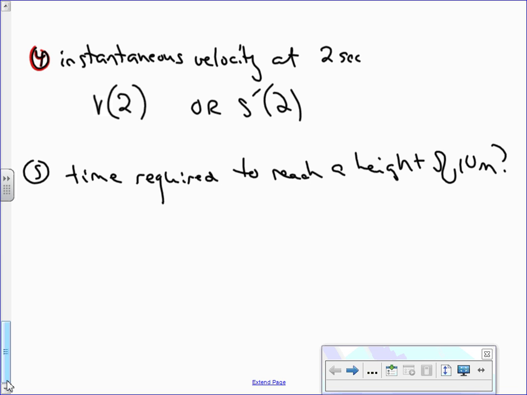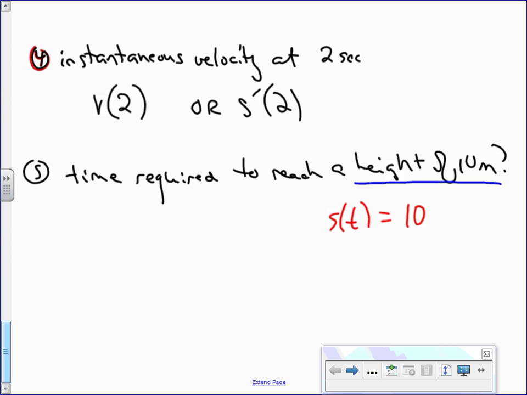Now, the tricky part is that these questions are in a paragraph with the initial height, and you have to make sure that you pull the initial height separate from what happens after the initial height, okay? But this is a position. This value is a position. So what this is asking you to do is to take the position function and set it equal to 10. When will the position equal 10?